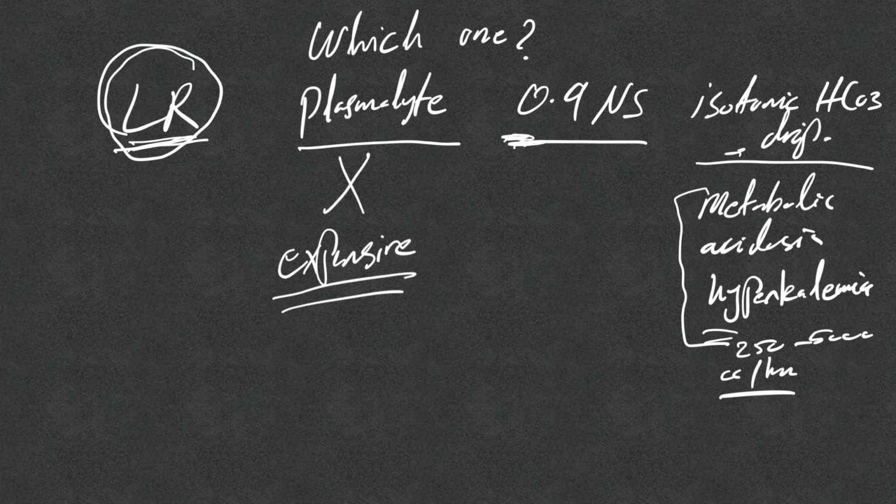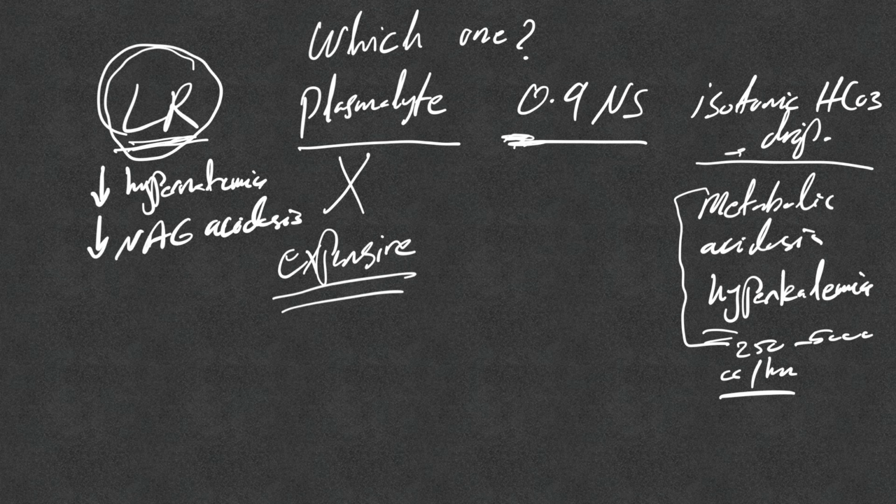And actually, it's preferred in acute pancreatitis because they say it reduces the risk of SIRS, the systemic inflammatory response syndrome. It has a little bit more water, so less risk of hypernatremia. And it has lactate, so less risk of normal anion gap metabolic acidosis. It has very small potassium, so less risk of hyperkalemia. I cannot think of an indication where 0.9 NS can be used and LR cannot. So that's why I always use LR.